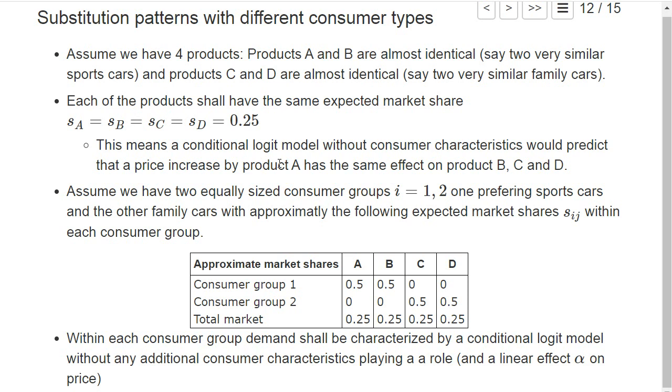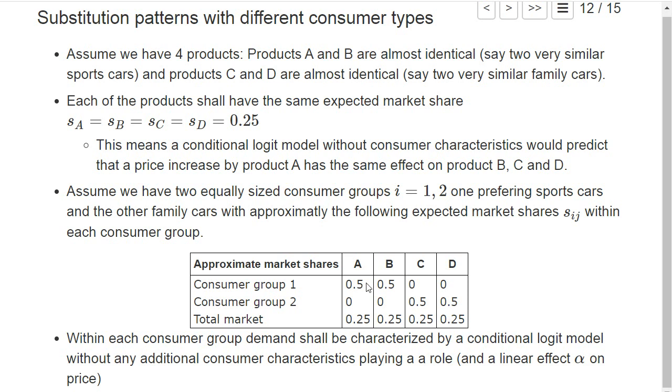Now assume that we have 2 equally sized consumer groups, which are indexed by i, so we have i1 and i2. And one of the consumer groups prefers the sports cars, and the other the family cars. So the market share should be like this. So here we have very extreme numbers to make the computation simpler.